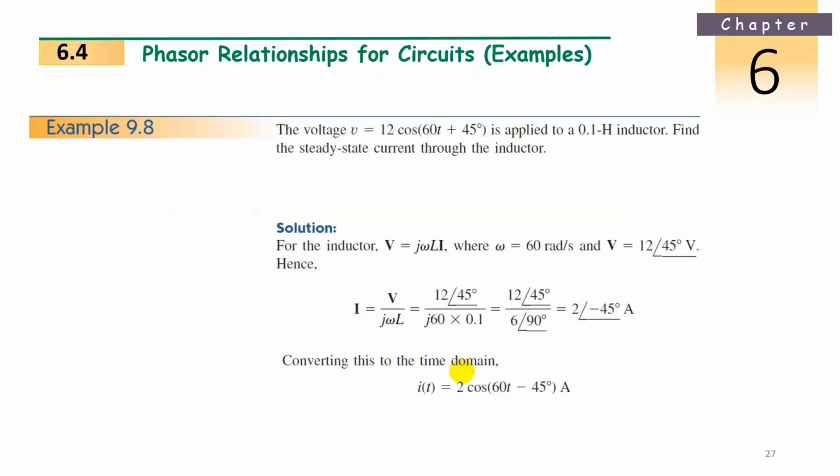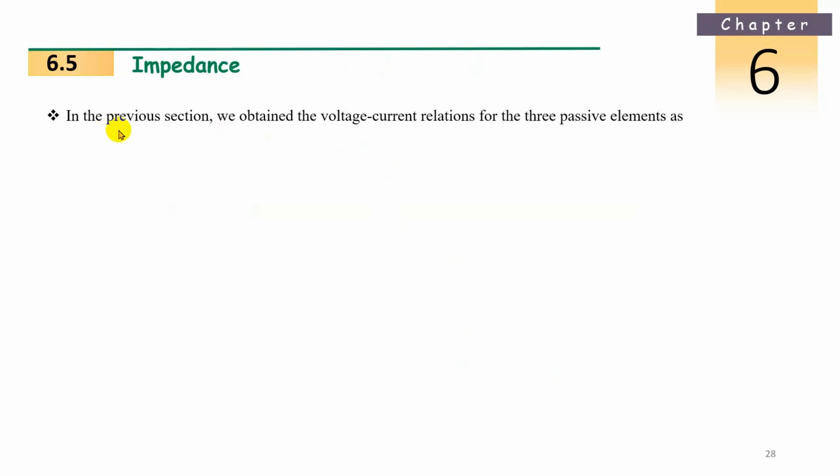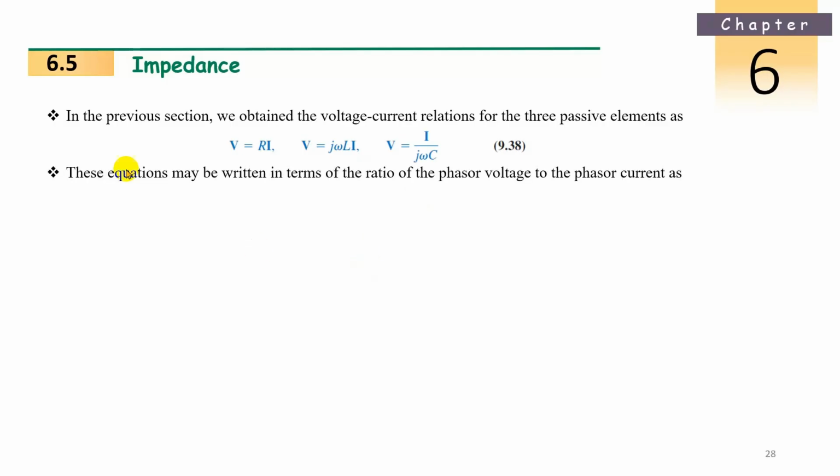Let's see. This example is already discussed. Now go to impedance. What is impedance? In the previous section, we obtained the voltage-current relationship for three passive elements, that is resistance, inductance, and capacitance. That is V is equal to RI, V is equal to jωLI, V is equal to I by jωC. Just now I discussed. Now these equations may be written in terms of the ratio of the phasor voltage to the phasor current.